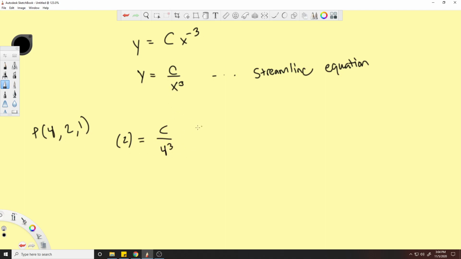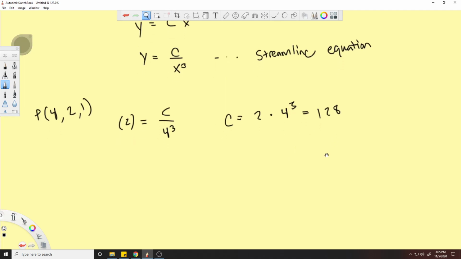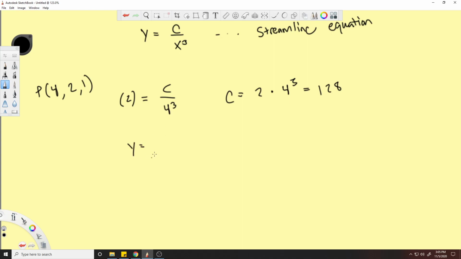So now c will be equal to 2 times 4 to the 3, which is going to be 128. So the final answer is y is equal to, plugging in your c value now, 128 over x cubed. And this will be the streamline going through the point P.